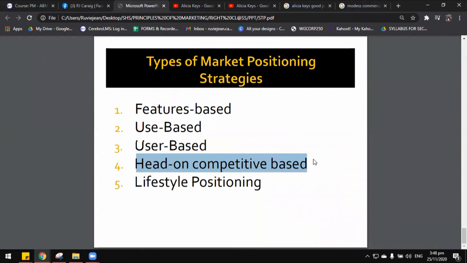So, kumbaga, titignan natin based on the research kung sino ba yung number 1 na product. Sabihin natin, number 1 product in the US, ganyan. Number 1 product for mommies, ganyan. That's head-on competitive ang sinasabi natin. Kumbaga, nagkakaroon tayo ng comparative positioning. Pinaposition natin sa mind ng mga customers natin: number 1 kami, so dapat kami yung piliin nyo. 'Di ba? So, Colgate, number 1 toothpaste in the Philippines. Jollibee, number 1 fast food chain in the Philippines. Ganun yung head-on competitive base.